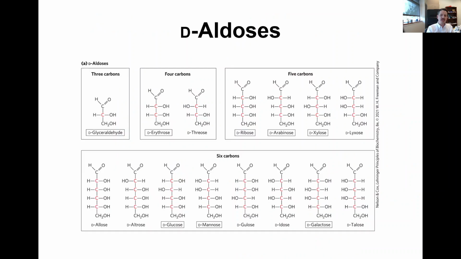So for the aldoses, there's a whole bunch of them, and you can see that they all have this aldehyde. Carbon number 1 is an aldehyde. 1, 2, 3, 4, a 4 carbon sugar aldose here. Carbon number 1 is an aldehyde. There's a whole bunch of them. There's 6 carbons, 1, 2, 3, 4, 5, 6. And carbon number 1 is, again, an aldehyde.